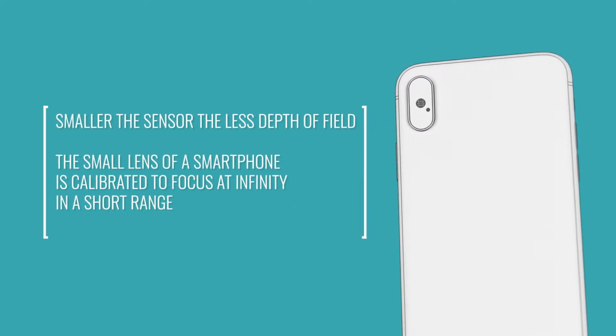If you want to get that soft blurry background on your smartphone, there's a few things to remember. Firstly, that shallow depth of field does not come naturally to small sensor cameras. The smaller your camera sensor, the less depth of field it generally has. A second characteristic of smartphones standing in your way is that the small lens of a smartphone is usually calibrated to infinity from a very short distance.